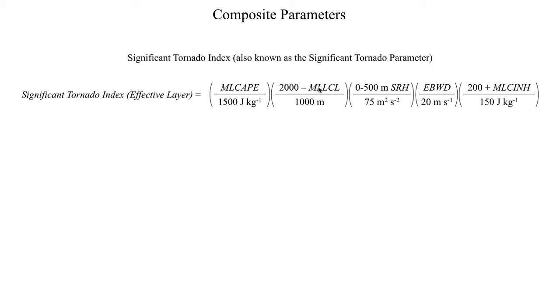And also, there's this term for the lifting condensation level, which is a rough estimate of the height of the cloud bases above ground level. It turns out that if you've got cloud bases that are very low to the ground, you have less evaporative cooling of the rear flank downdraft, which means you're going to have warmer and moister air in the updraft area still. And it's been shown that if you've got a warmer and moister rear flank downdraft, then you have a better chance of getting a strong tornado.